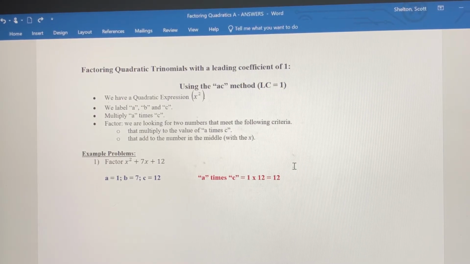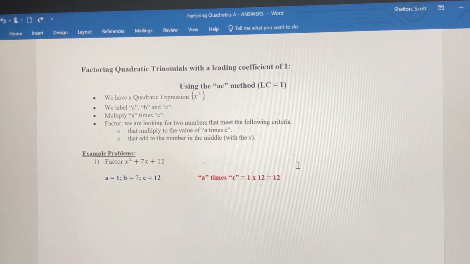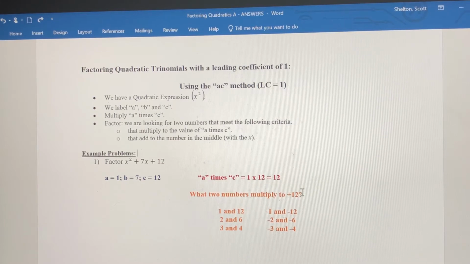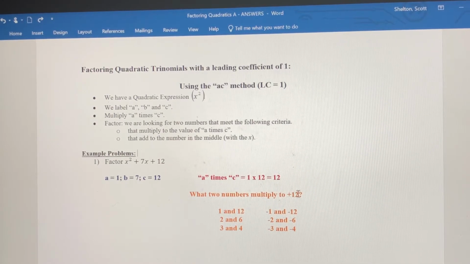The next thing we want to do is come up with the different factors of 12. And this is a positive 12. So what two numbers multiply to be positive 12? Well, there's a bunch of those actually. There's actually 6 pairs. A positive 1 and a positive 12 would multiply to be positive 12. The negative 1 and a negative 12 would also multiply to be positive 12. And so on down the list: positive 2 and 6, negative 2 and negative 6, positive 3 and positive 4, negative 3 and negative 4.